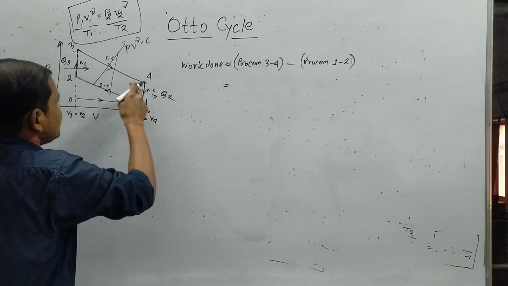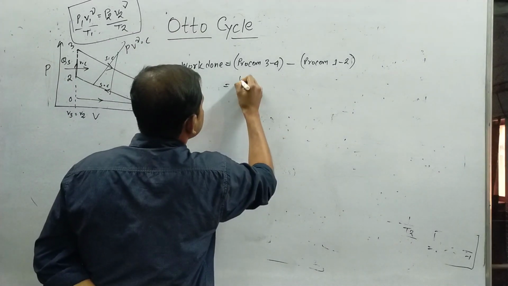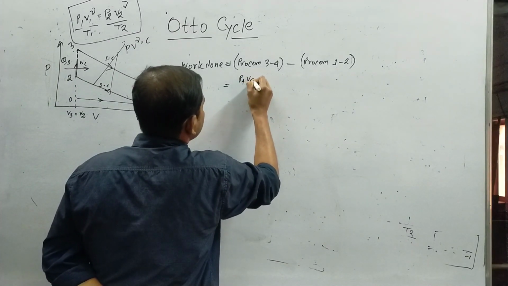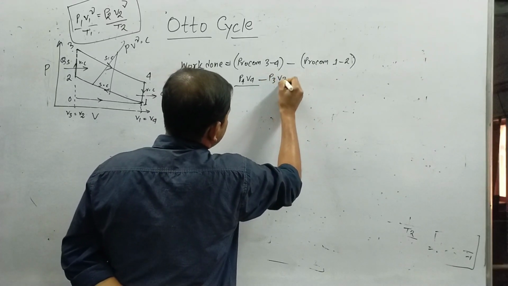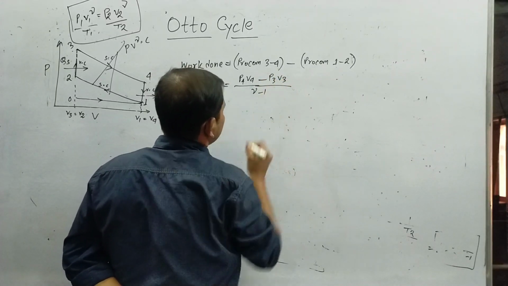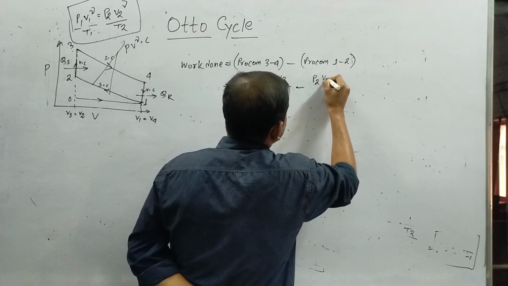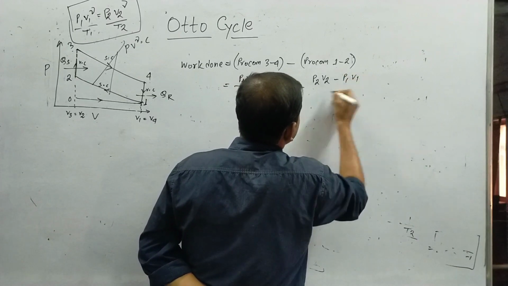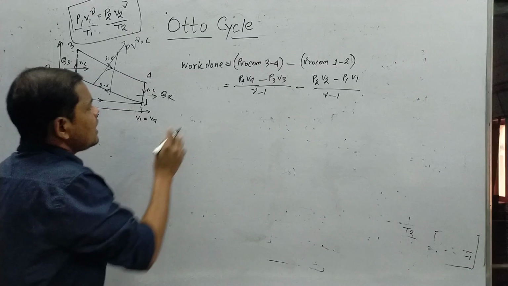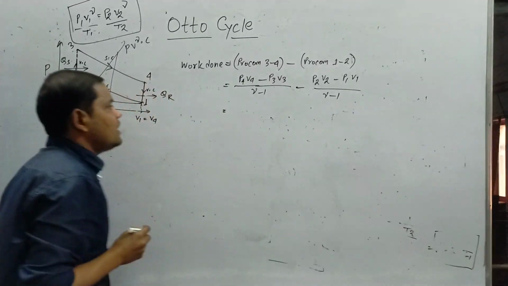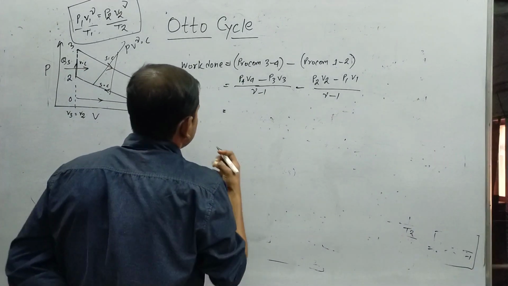As it is a reversible adiabatic process, the work done in process 3 to 4 will be (P4 V4 minus P3 V3) divided by (gamma minus 1), minus (P2 V2 minus P1 V1) divided by (gamma minus 1). Now let us do some simplification of this equation.